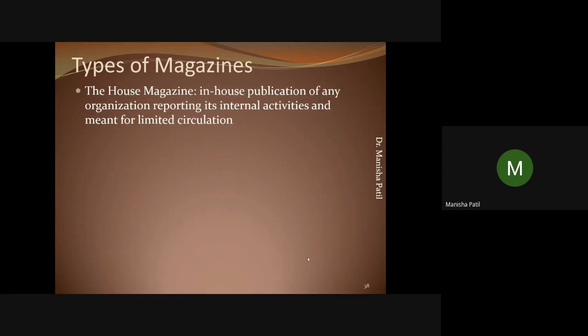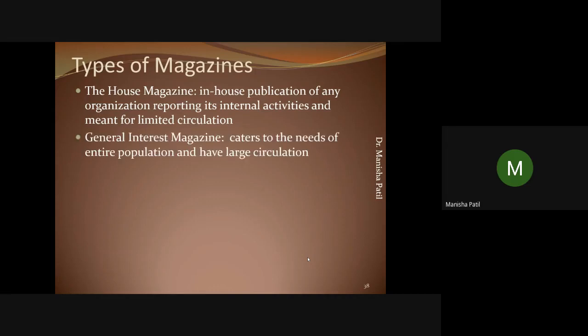Now let's see the types of magazine. The first type is the house magazine. It is an in-house publication of any organization reporting its internal activities and meant for limited circulation. For example, the magazine of Guru Nanak College is called Synergy. It is published every year. The next one is General Interest Magazine. It caters to the needs of the entire population and has large circulation.